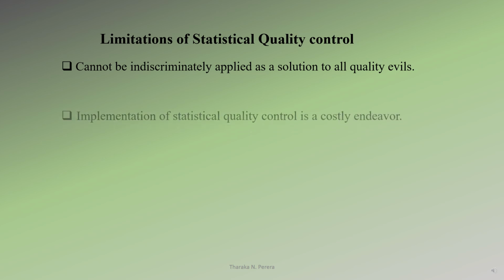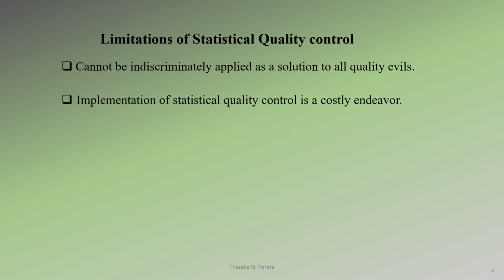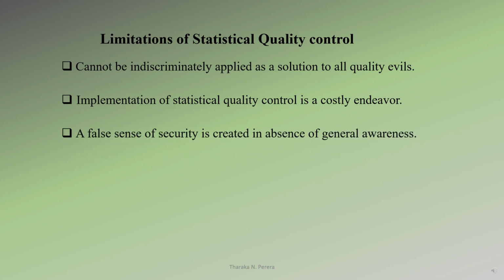And second one, implementation of statistical quality control is a costly endeavor. As with lots of other implementations, statistical quality control implementations are also very costly. Third one, a false sense of security is created in the absence of general awareness. This is also practical to other situations too. There will be a false sense because of the absence of general awareness.